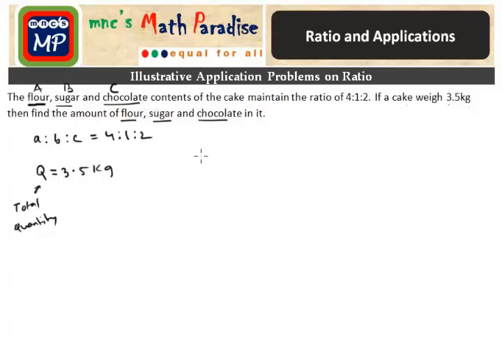So we know that if we divide this total quantity by A plus B plus C, the sum of the ratio, and multiply it by A, the first ratio, then we will get the quantity for the first part. Similarly, if we multiply this one by B, we will get the second part. If we multiply this one by C, we will get the third part. So let us do it one by one.